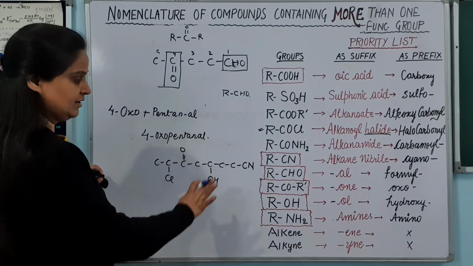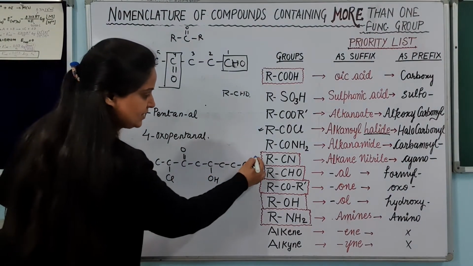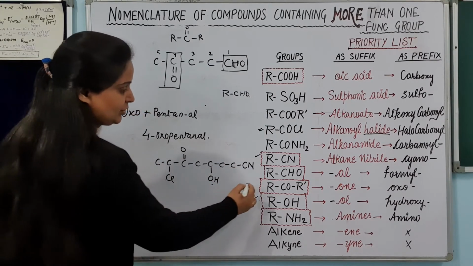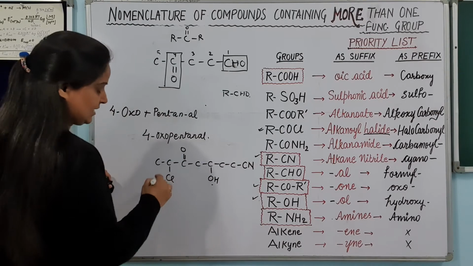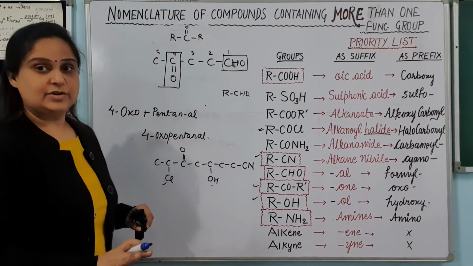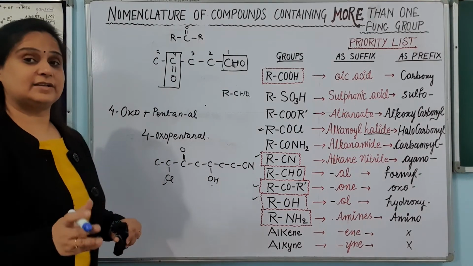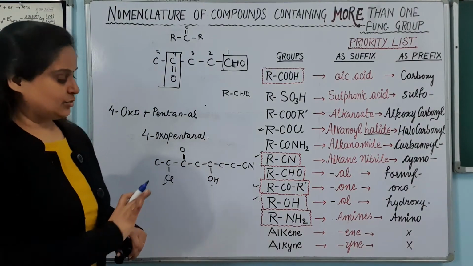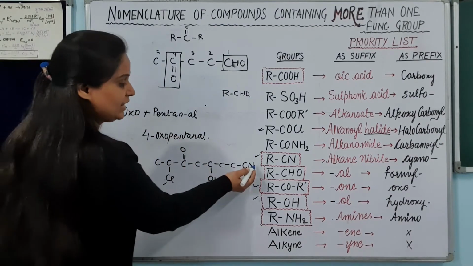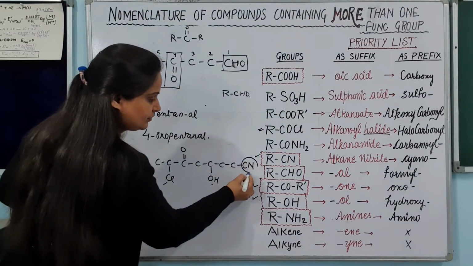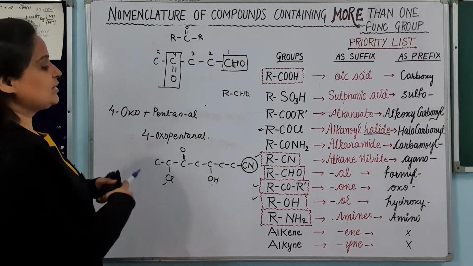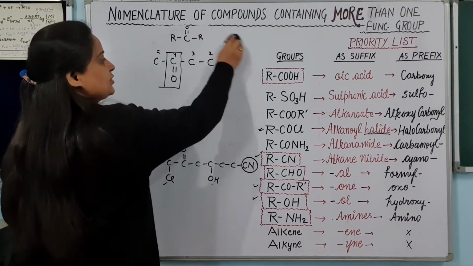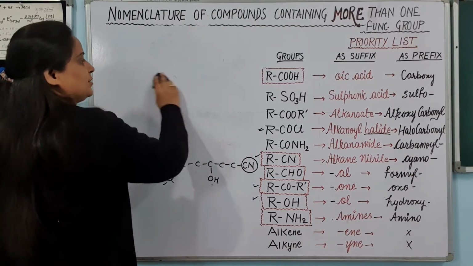So just look at the functional groups. We have CN. We have OH. We have C double bond O. We have Cl, which is a substituent. Already we know that halogens and the methyl or alkyl group, the alkyl chain, are considered as prefixes. So we have no doubt here. The main functional group here will become CN. We use the suffix for the CN and the rest of the groups will be made prefixes.